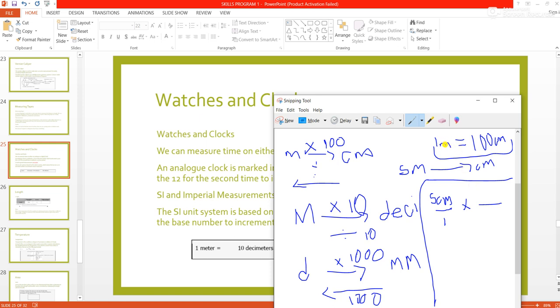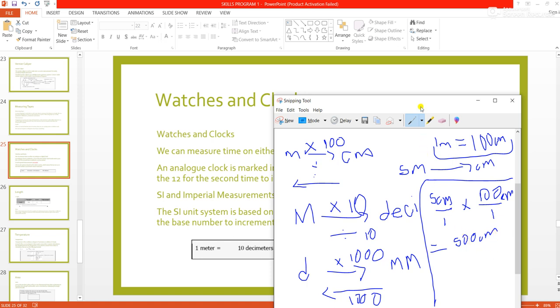So this is the standard mathematical tool that we can use. In this instance, we need to include 100 at the top, centimeter. Okay, this is C, divided by 1. Our answer will be 5 times 100. That will give us 500 centimeter.